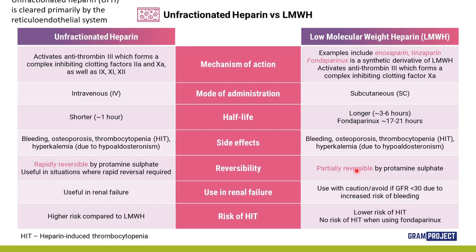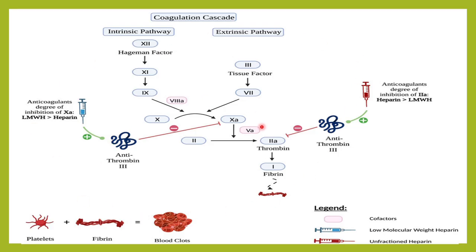Now in patients who have renal failure, especially if the GFR is less than 30, you have to use low molecular weight heparin with caution, because it increases the risk of bleeding. But because unfractionated heparin is cleared primarily by the reticuloendothelial system, it can be used very easily in patients with renal failure.